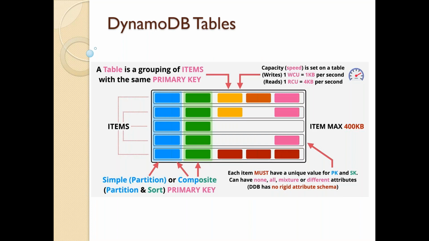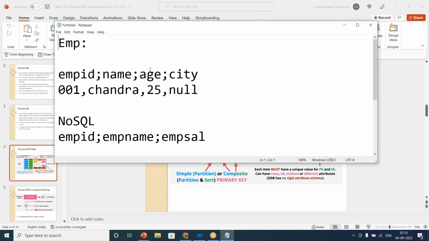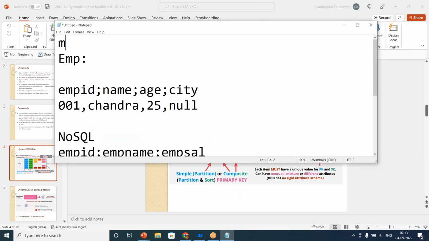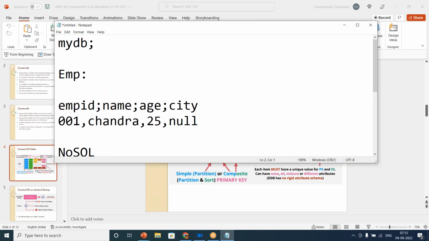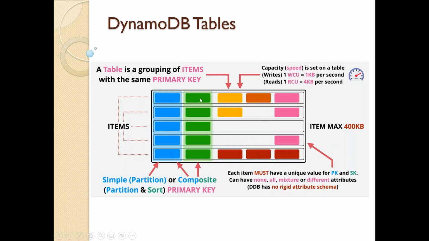In DynamoDB, there are no databases. Just keep in mind, in normal Oracle or SQL you have a table, whereas your database name might be my DB. Inside the database you have multiple tables, like employee and vendor. But here, there are no databases. You straight away play only with the tables. A table is a group of items. A row in the table is called an item.